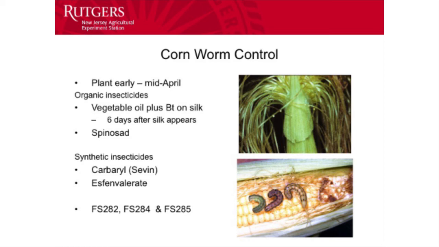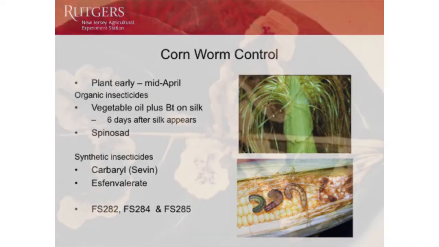There has been some research with a couple drops of vegetable oil on the silk. It helps to control the worms. One researcher combined that with BT and has provided control. That's something that's probably more practical on a home garden scale than on a commercial scale, where putting a couple drops of oil on 10 acres of sweet corn is highly labor intensive.